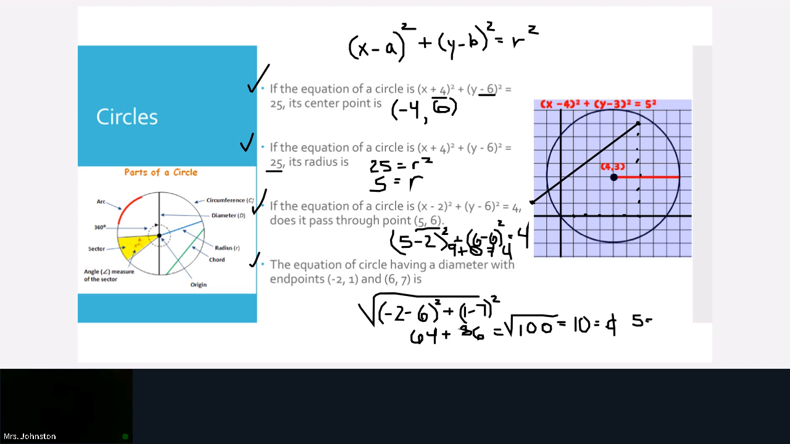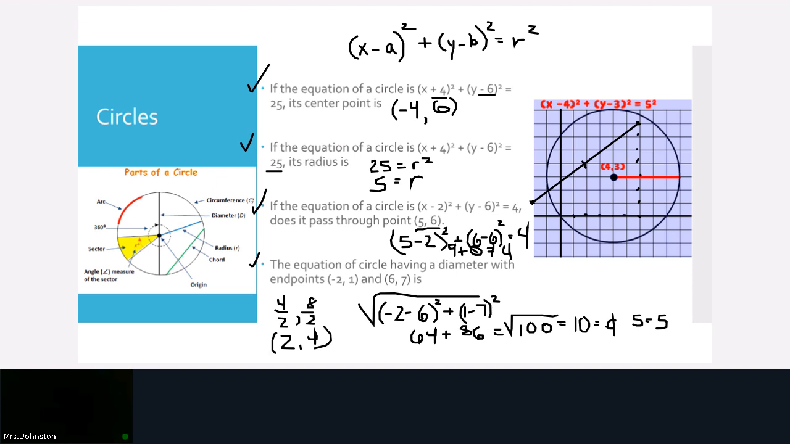Okay, so I've got one part. Now, do I know the center of the circle? No, but I do know that it's the midpoint of this line, so it's going to be someplace right around here. I'm going to take the two points and average the x's. -2 plus 6 is 4 over 2. 1 plus 7 is 8 over 2. So the midpoint is (2, 4).